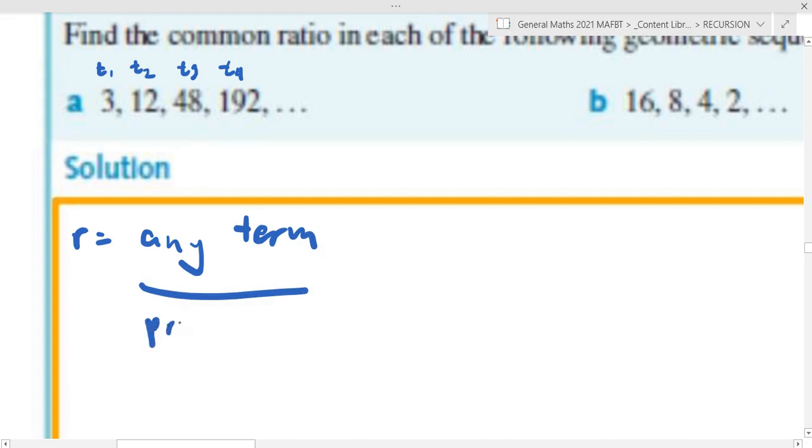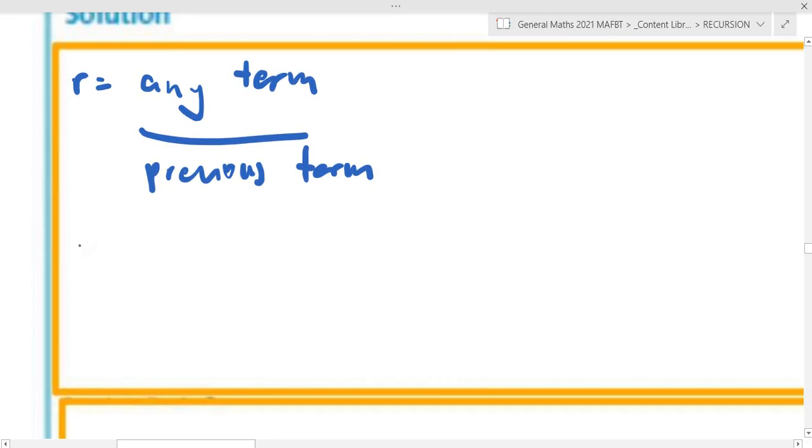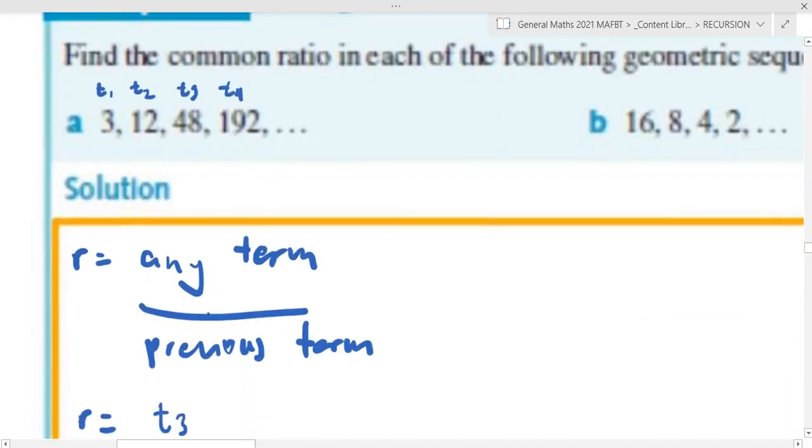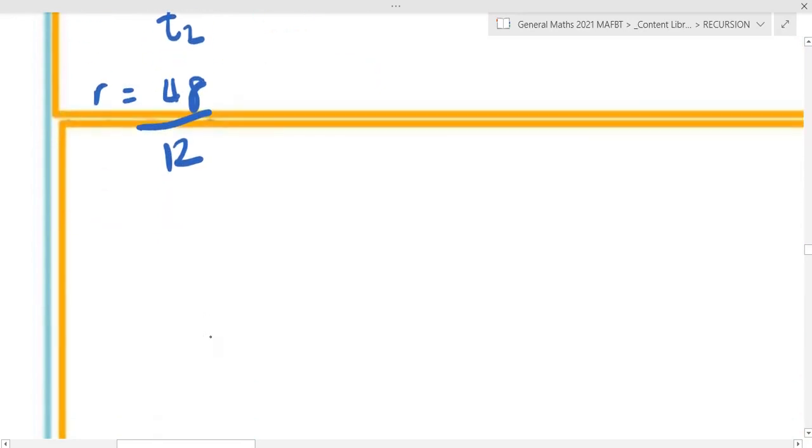Divided by the previous. Okay, so any term divided by previous. So I might go T3 divided by T2. T3 divided by T2. And that will be 48 divided by 12. So R equals 48 divided by 12. And off the top of my head, the common ratio should be 4. Okay, so nice and easy.